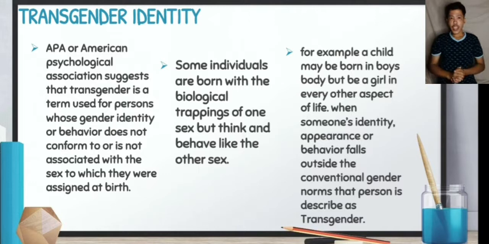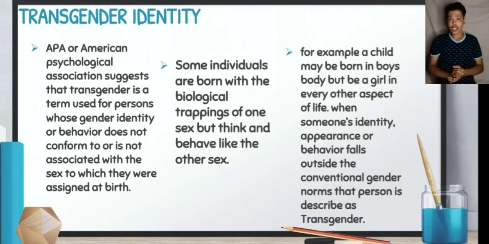Transgender identity. The APA, or American Psychological Association, suggests that transgender is a term used for persons whose gender identity or behavior does not conform to or is not associated with the sex to which they were assigned at birth. An individual's sex is assigned at birth based on biological status of male or female as determined primarily by physical attributes such as chromosomes and internal and external anatomy.